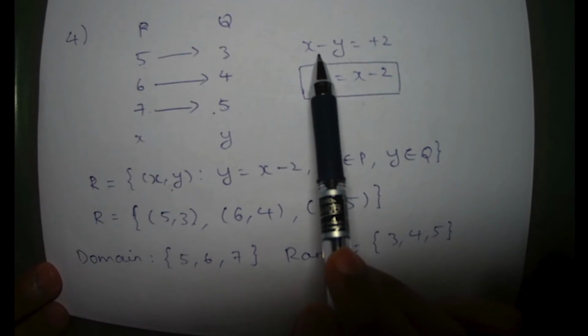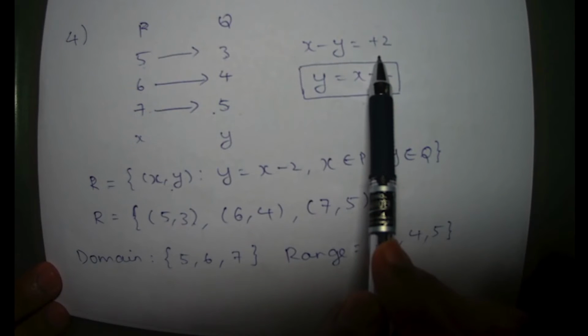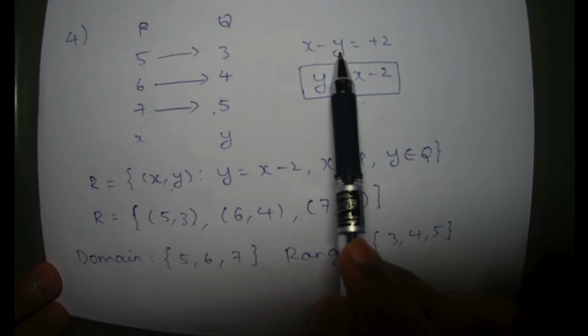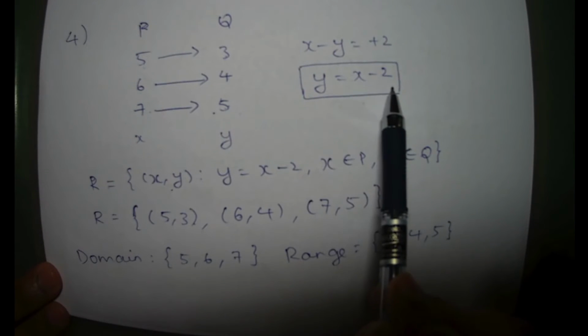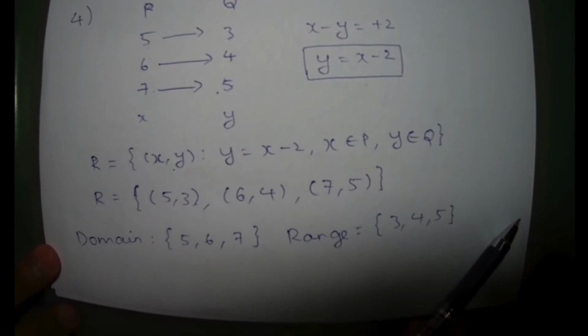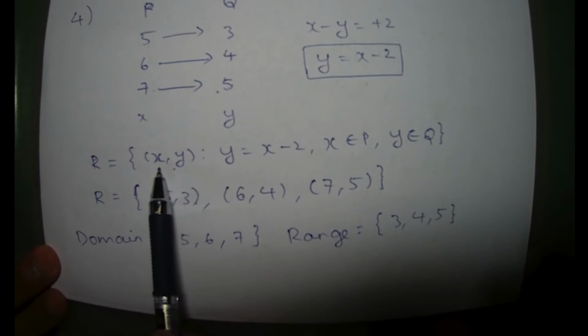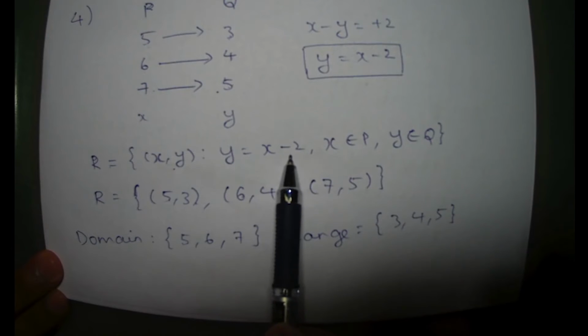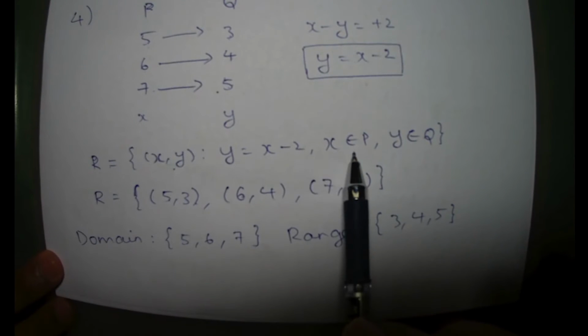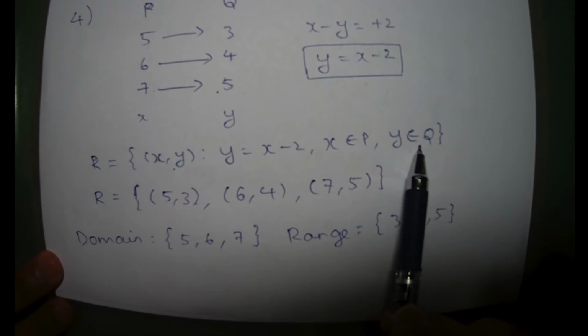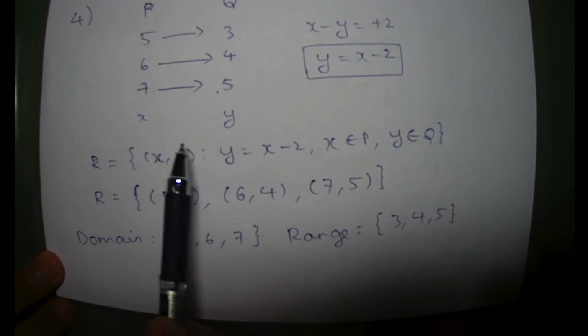So we can get to know that the relationship is x minus y is equal to plus 2. So if we keep y on one side, we get that y is equal to x minus 2. So the relationship in set builder form will be R is equal to {(x, y) : y = x minus 2, x belongs to set P and y belongs to set Q}.